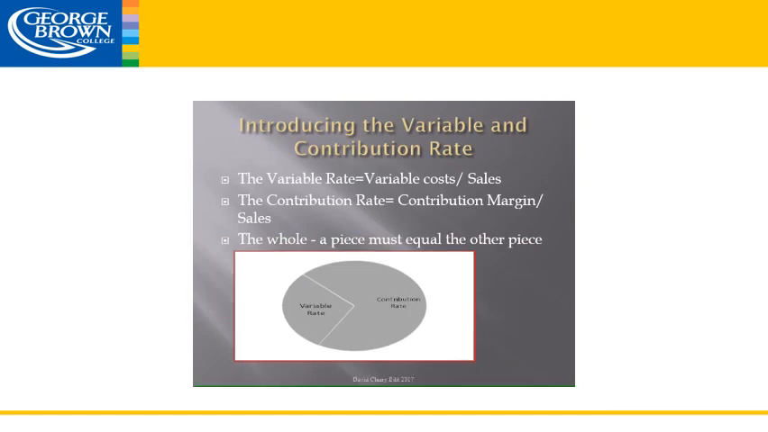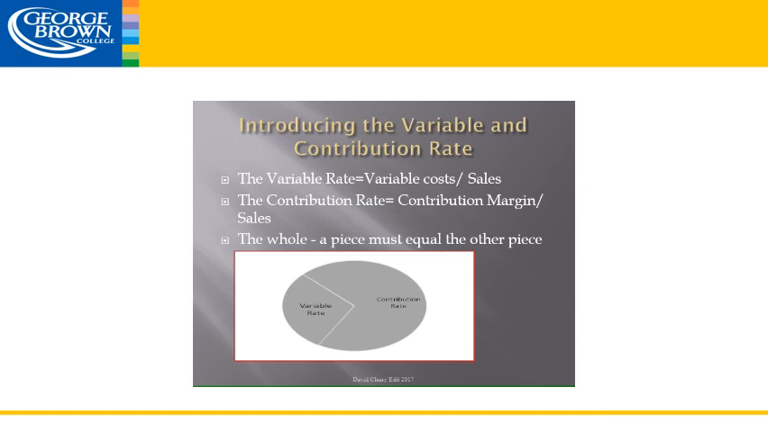And now we'll introduce the variable and contribution rates. Our variable rate is our variable costs divided by sales. So essentially, it's your variable cost as a percentage of sales. The contribution rate is our contribution margin divided by sales. So it's kind of our contribution margin as a percentage of sales.